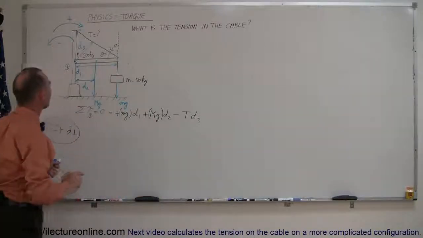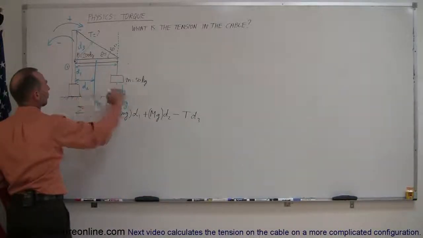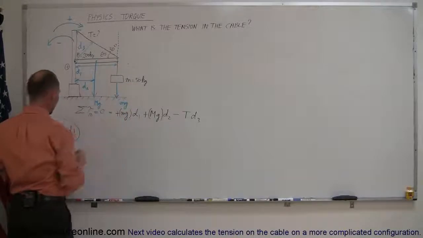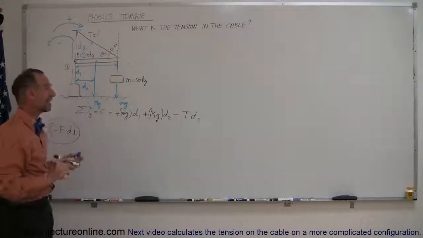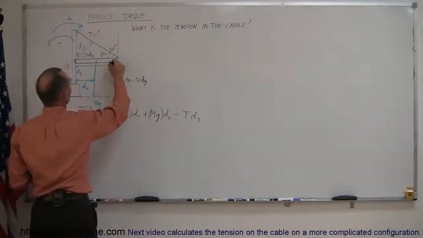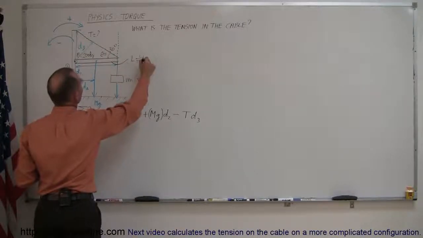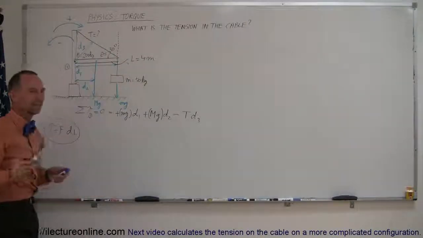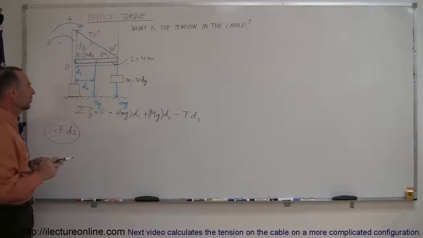Now, I denoted that the beam had a mass of 200 kilograms. The weight at the end had a mass of 50 kilograms. I did not say yet what the length of the beam was, so just imagine that the length of the beam is equal to 4 meters. All right, because we need to know that. Maybe not, we'll see. All right.